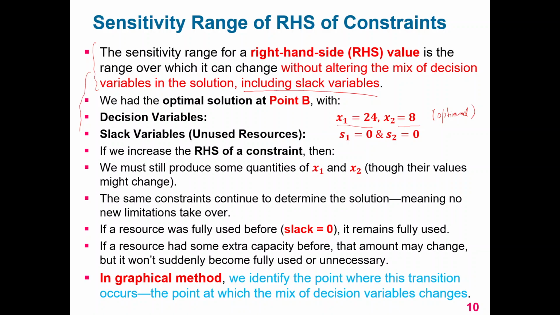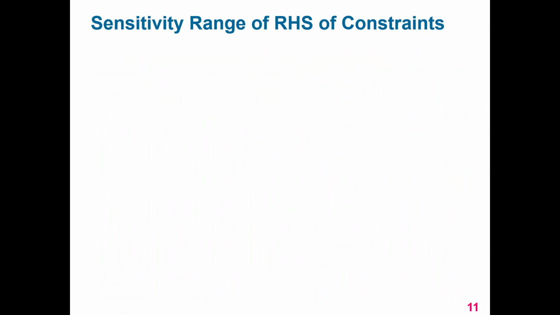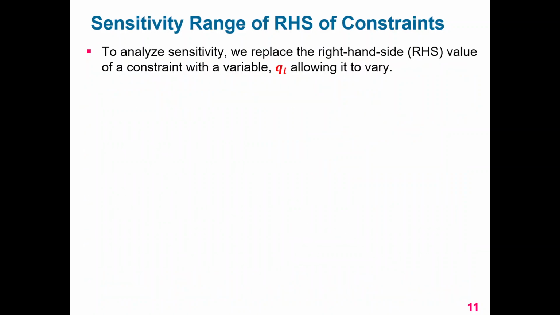In the graphical method, we basically find the transition points where this solution structure changes. Between those two points, the requirement of the solution structure that we just discussed here, the requirement of the decision variables and slack variables, should remain the same. And how is it done?